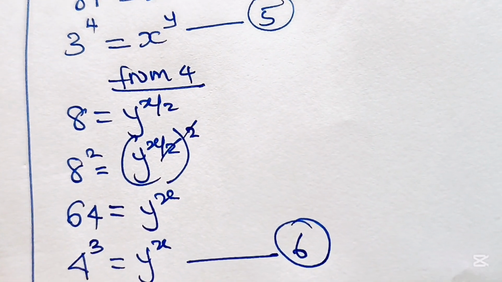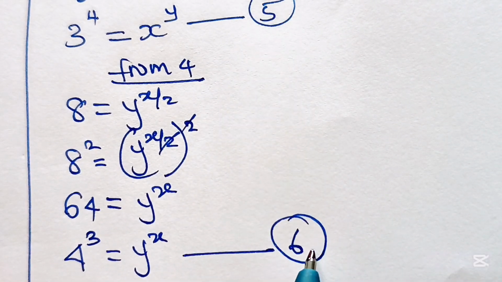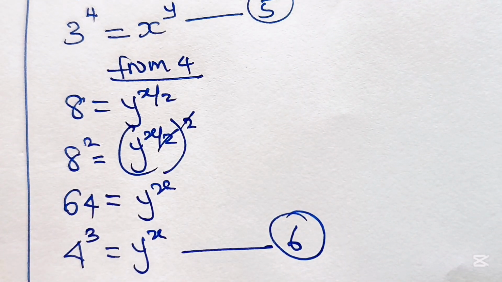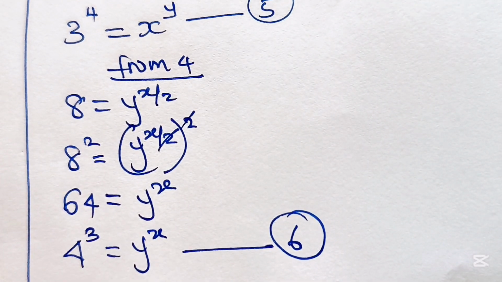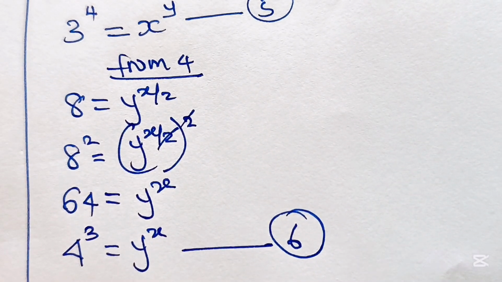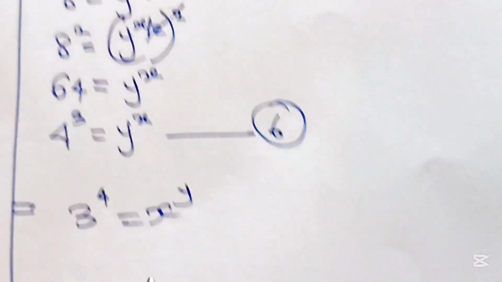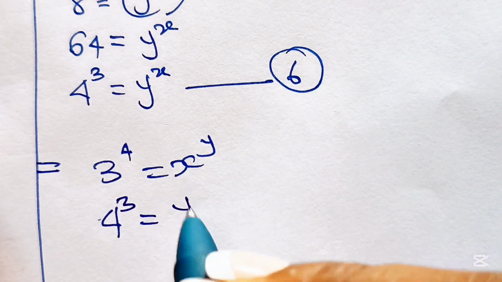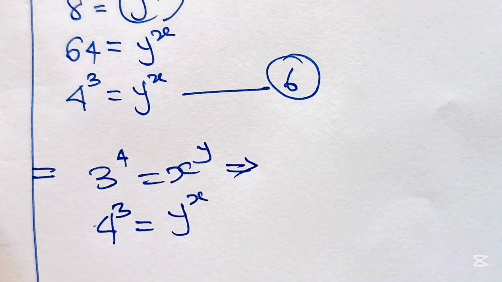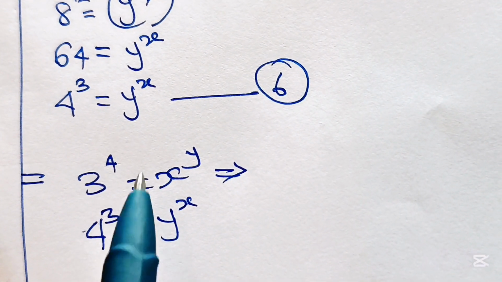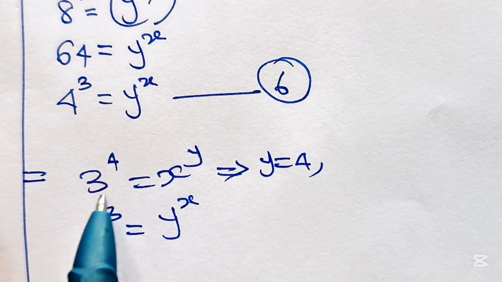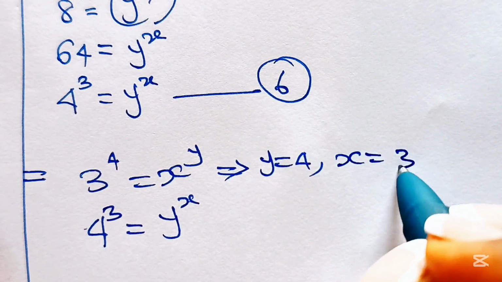Now I want to write equation 5 and equation 6 side by side so that you see what I'm going to do by comparison. According to equation 5, we have that 3 to the power of 4 is equal to x to the power of y. I know you cannot see it, let me just write them out. And according to equation 6, we have that 4 to the power of 3 is equal to y to the power of x. Now, from here, this implies that y is equal to 4, right? Y is equal to 4, and x is equal to 3.